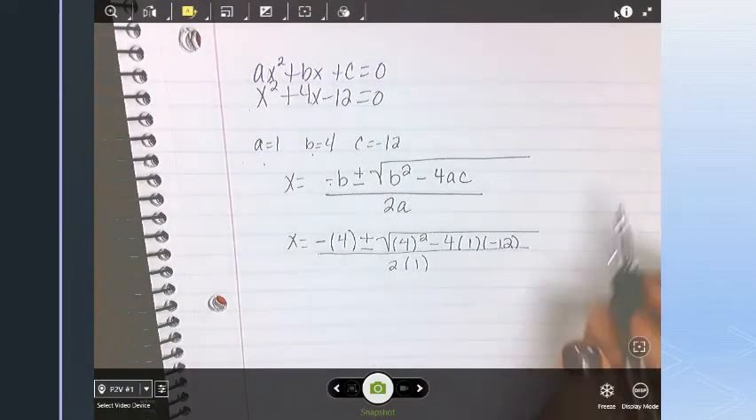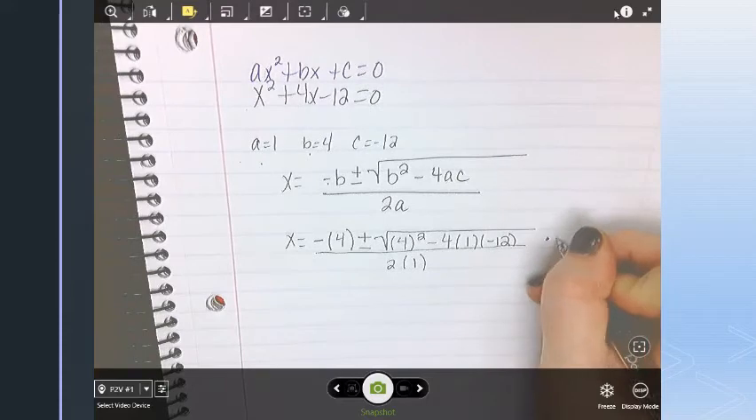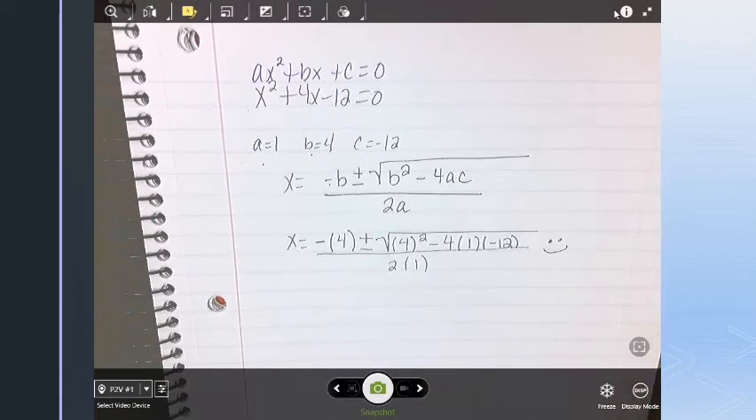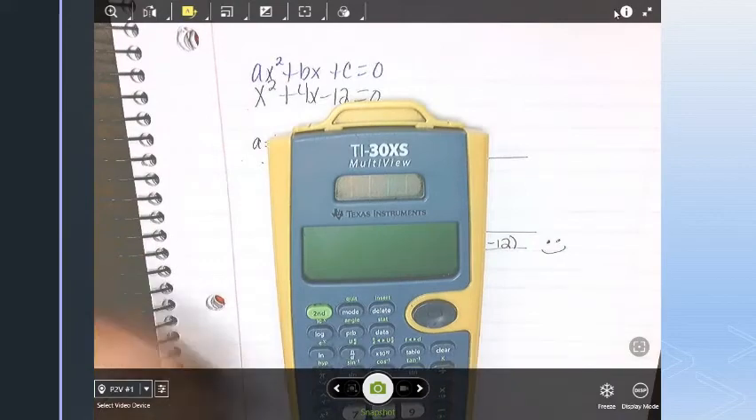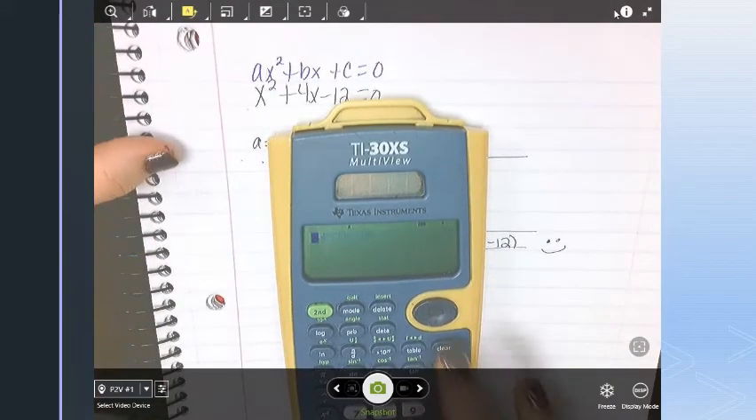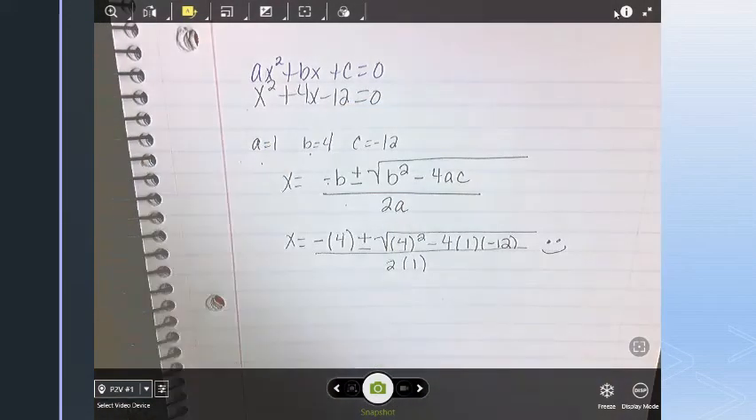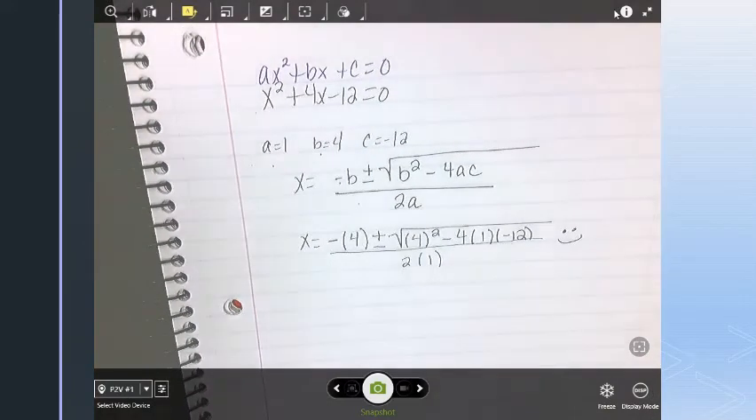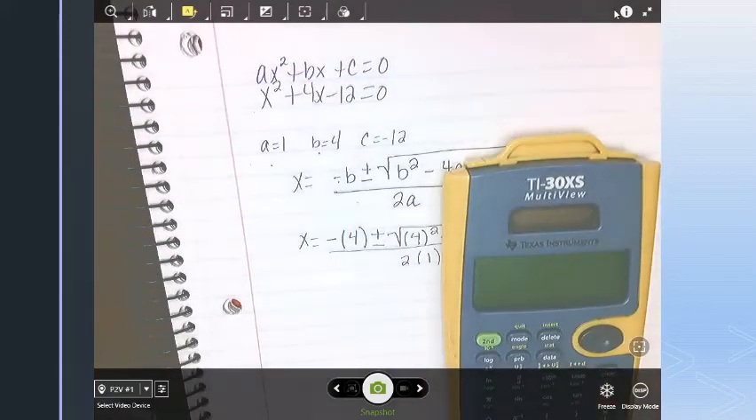The beautiful thing about this is that you can put all of this in your calculator. You just have to be very, very, very careful. Alright, so let's look at this. Get your calculator and type that in exactly as you see it. I don't know if this one's going to work. Let me try a different calculator.